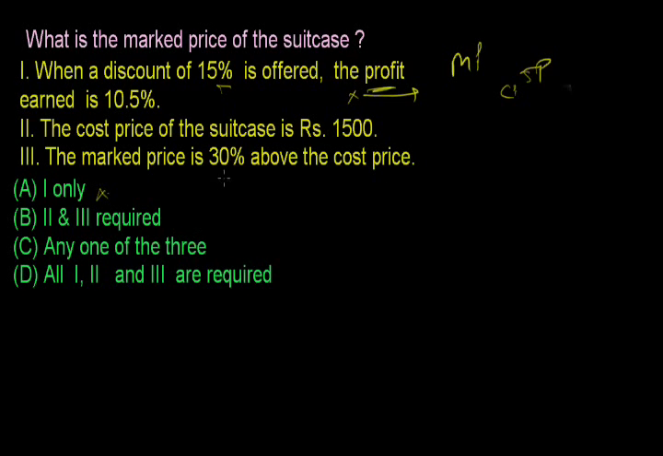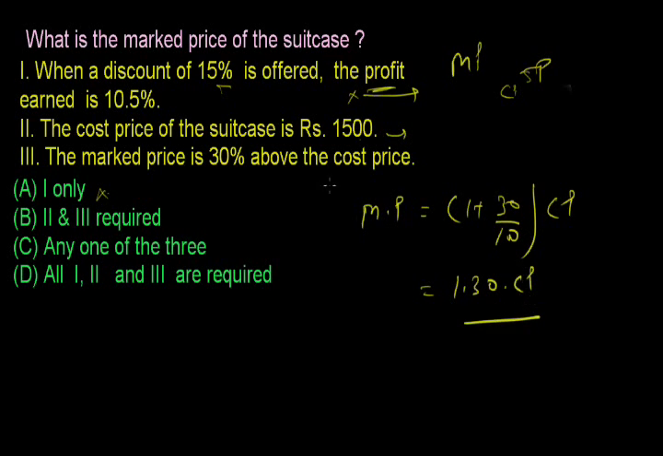Now the second: the cost price of the suitcase is 1500. If the cost price is 1500, I cannot comment about the market price. What is the MRP? I know only the cost price. Third statement: the market price is 30% above the cost price. That is 1 plus 30 upon 100, that is 1.30 of the cost price.